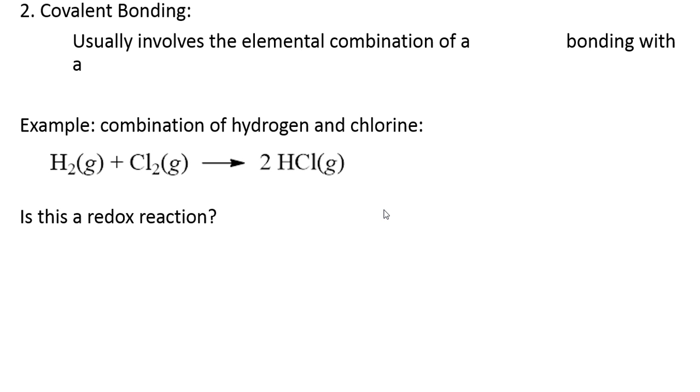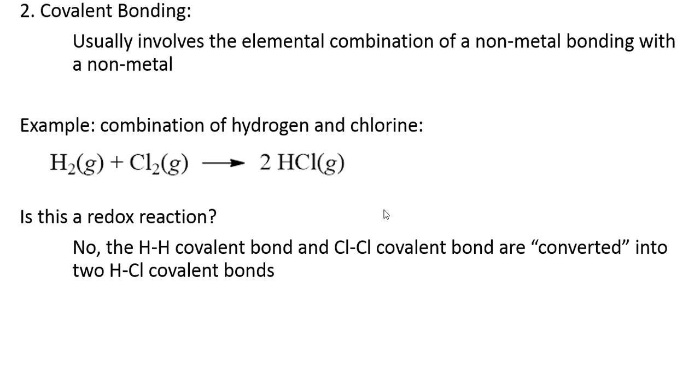The second type of bonding we will discuss is covalent bonding, and this usually involves the elemental combination of a nonmetal with another nonmetal. As an example, we're looking at the combination of hydrogen gas and chlorine gas to make hydrogen chloride gas. In covalent bonding, redox reactions are not occurring because we are breaking covalent bonds in H2 gas and Cl2 gas in order to create covalent bonds between hydrogen and chlorine in hydrogen chloride gas. There are no electrons getting stolen. The electrons are being shared in a covalent bond.